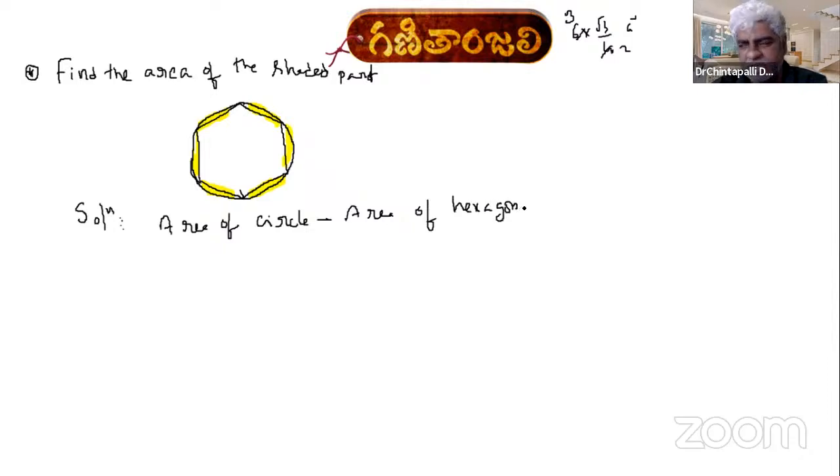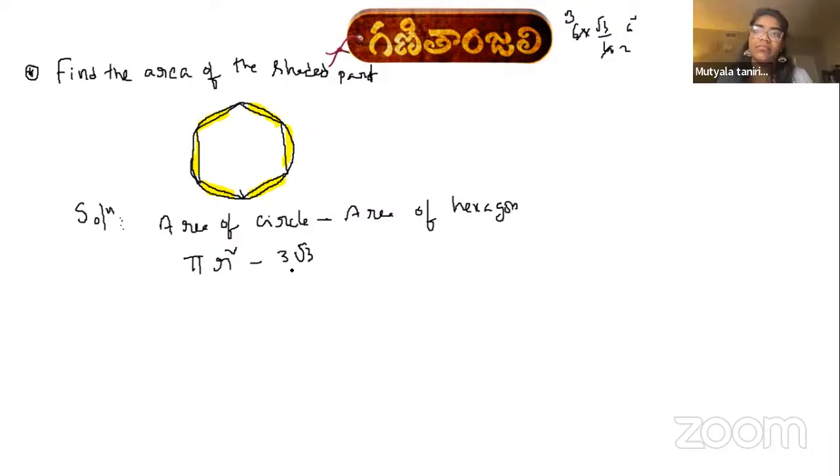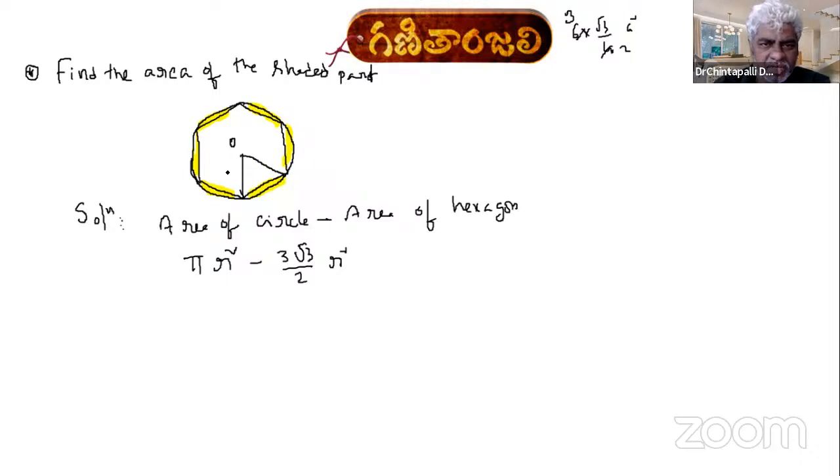Area of circle is equal to pi r square, minus 3 root 3 by 2 r square. Here it is radius. Radius and a are both the same. It is radius r. It is an equilateral triangle, all the sides are equal. So only r square is common.